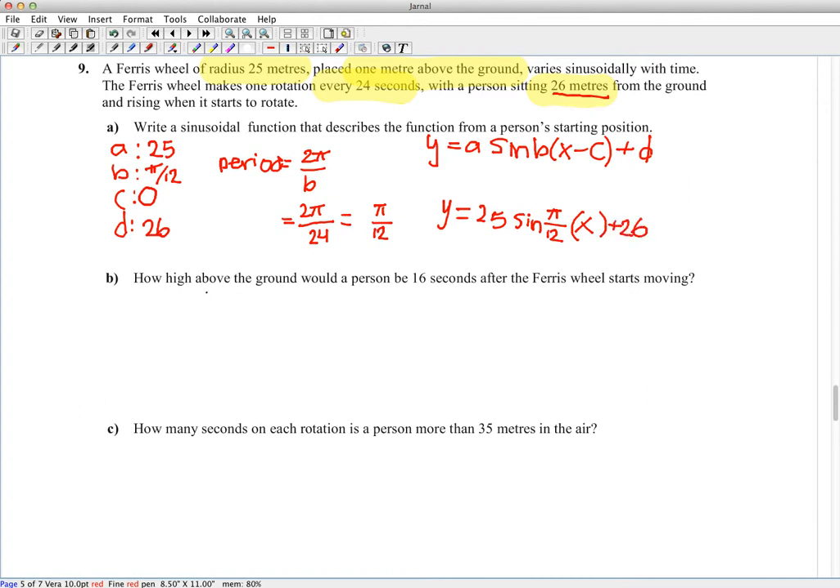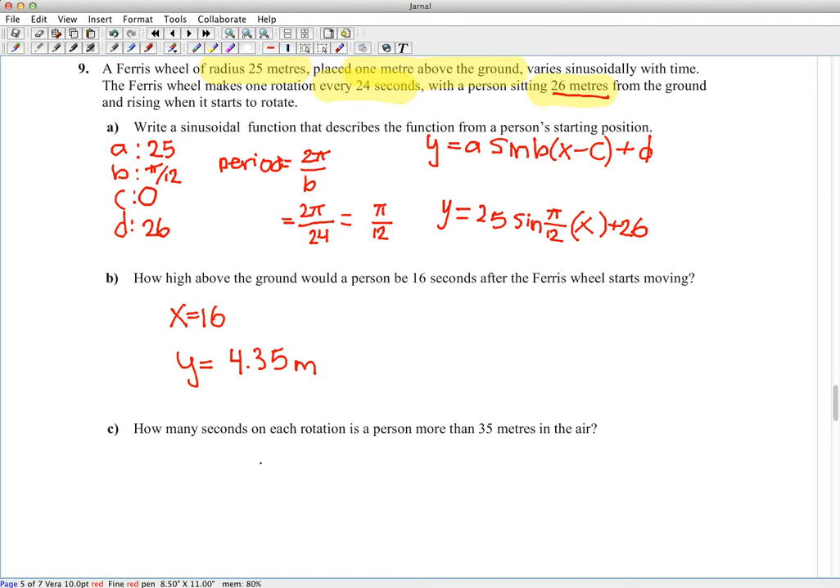The next question is asking how high above the ground a person would be after 16 seconds on the Ferris wheel. With that, you have to use your calculator and plug in the x value of 16, because like we found before, the x value is going to be the time. So when x equals 16, you find that the y value is 4.35 meters.